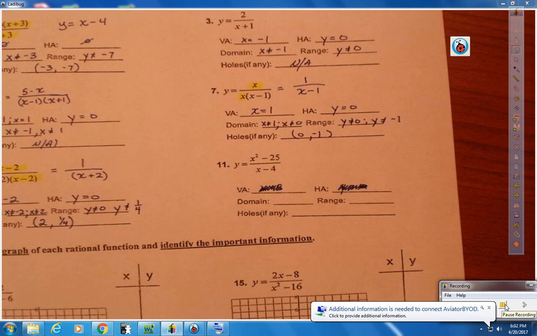This next one's a little bit harder. And the next one, we can actually factor the top and the bottom. The bottom, hopefully, you're recognizing now that we have the difference of squares. That's x minus 4 times x plus 4.